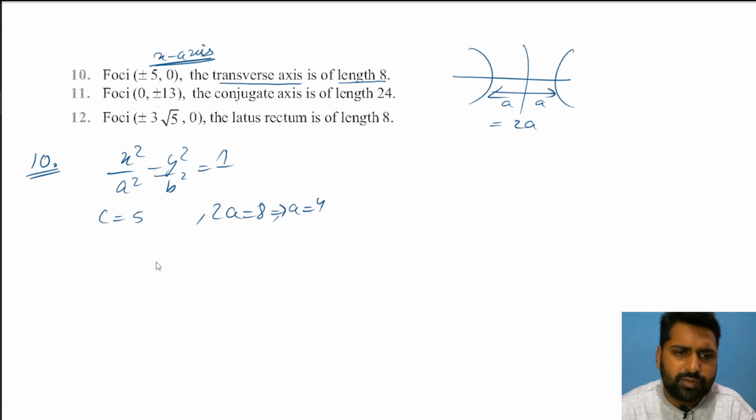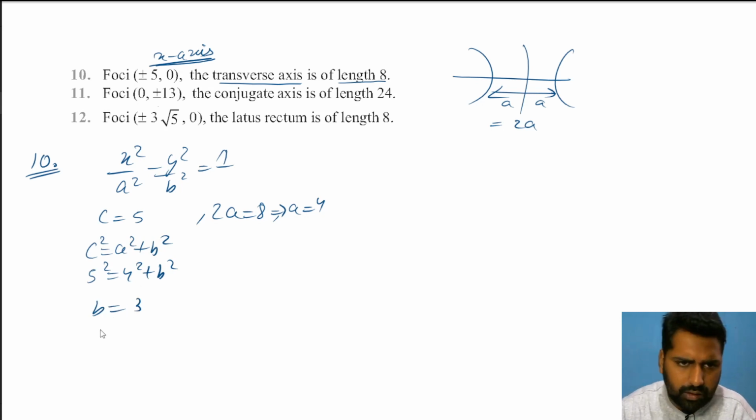c is 5, a is 4. We can calculate b. c square equal to a square plus b square. Put the values, get the value of b. So 5 square is equal to 4 square plus b square. Solve it, you will get b as 3. Okay, and then put in the equation. What is the equation now? x square by a square, so that's 16, minus y square by 9 is equal to 1.